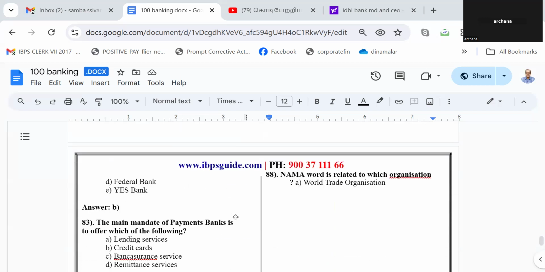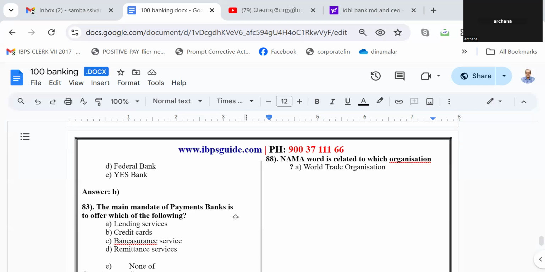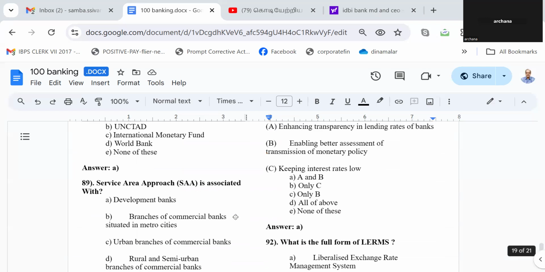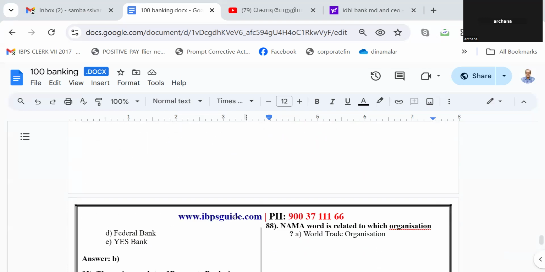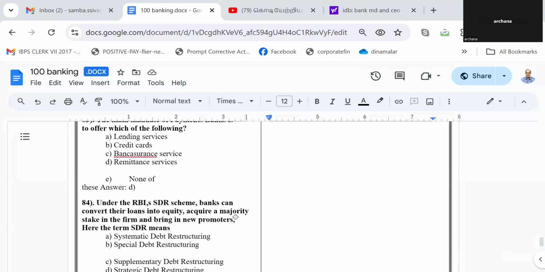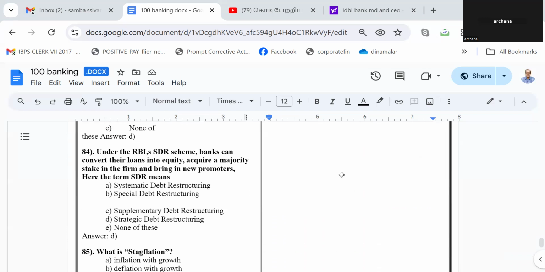Number 88, NAMA word is related to which organization? NAMA is related to, I think it is given as World Trade Organization. What is the expansion? I don't know. World Trade Organization. But don't read it as MAMA. It is NAMA.